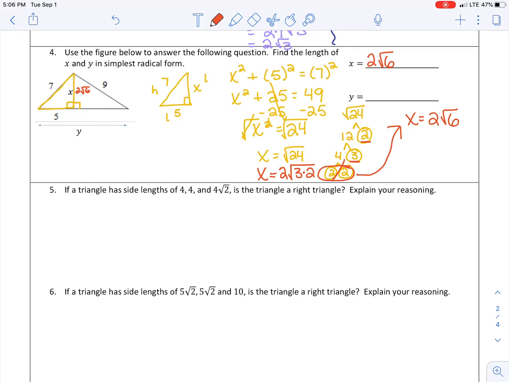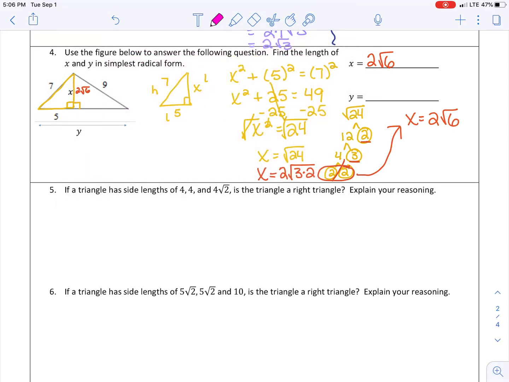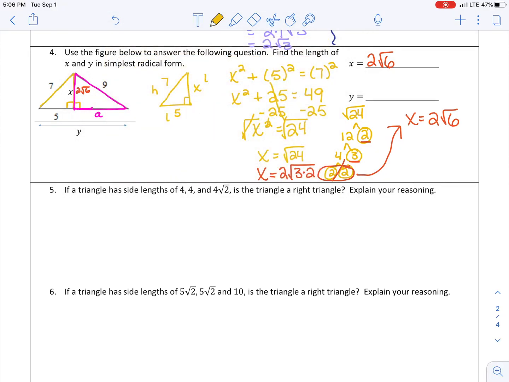Okay, now it wants y. We already have a portion of y, but we don't have the entire thing. So we already have this portion, but we don't have this other side. So what I'm going to do is use the Pythagorean theorem again. I'm going to name this just a random letter. I'm going to name it A. And I'm just going to find that particular portion. So let me redraw this in real quick. We already found the yellow side. Now we want to find that pink side.